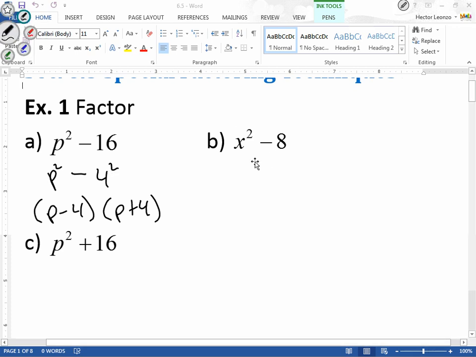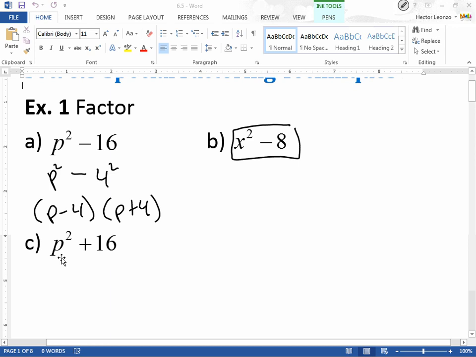Now, example B, we cannot do this on example B because we do have a minus, but I cannot do the square root of 8. Right? It's not a simple number. So this cannot be simplified. X squared minus 8 is as simple as we can go.